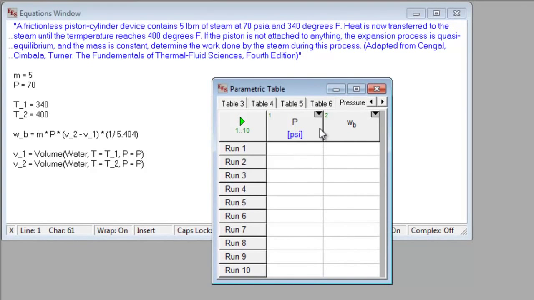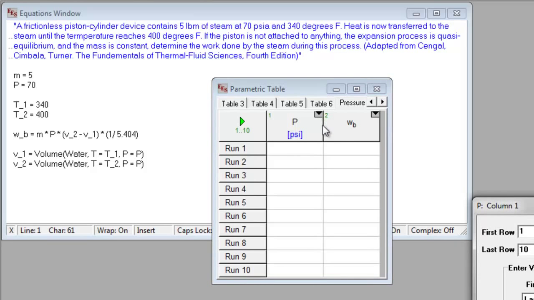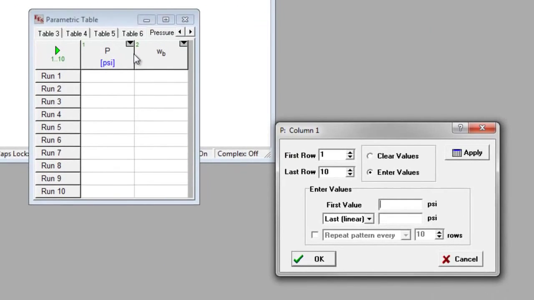You're going to get your parametric table right here. You're going to click on this little smart tag right there, and this is going to allow you to edit how the values of that variable are distributed. So we're going to use 10 rows from 1 to 10. Let's actually increase that to 20. So we're going to be using 20 rows, and for our first value, let's use 70 and see how a pressure increase up to 100 psi will change the boundary work. So go ahead and click OK.